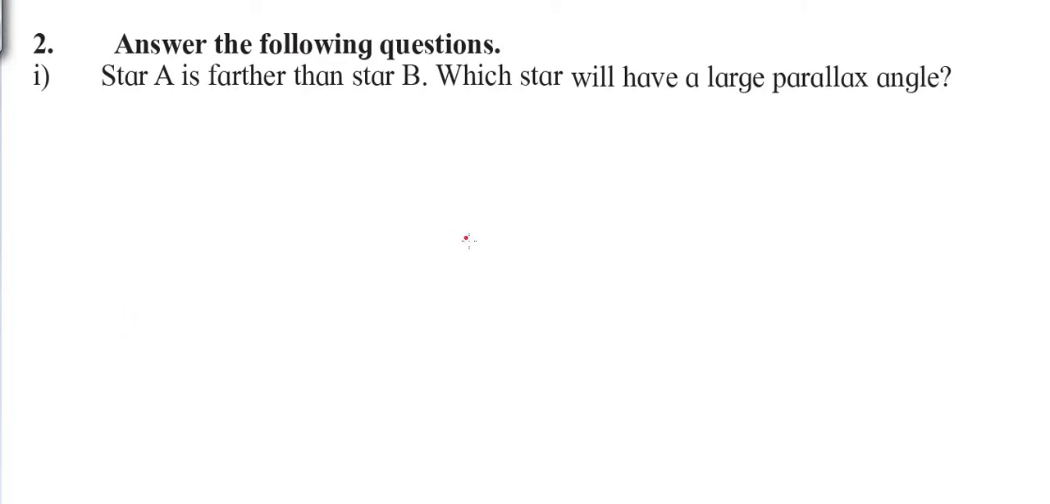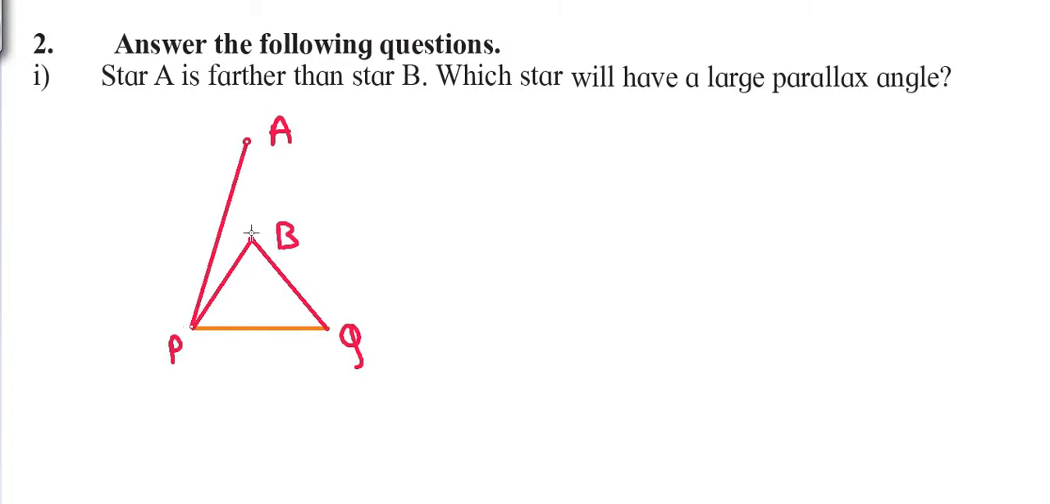Question 1. Star A is farther than star B. Which star will have large parallax angle? Consider two stars A and B and let P and Q be the 2 points on Earth's surface. Now let us join star A and star B from Earth's surface. From this diagram it is very clear that theta 1 is greater than theta 2.